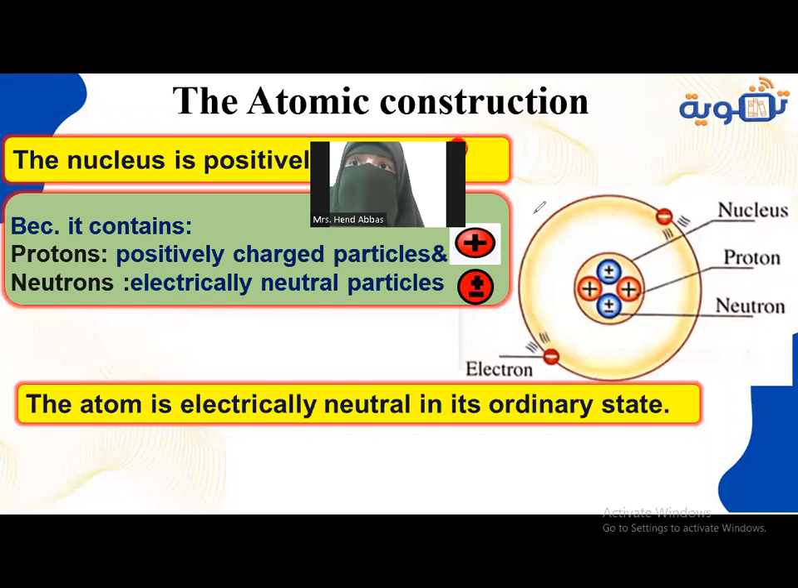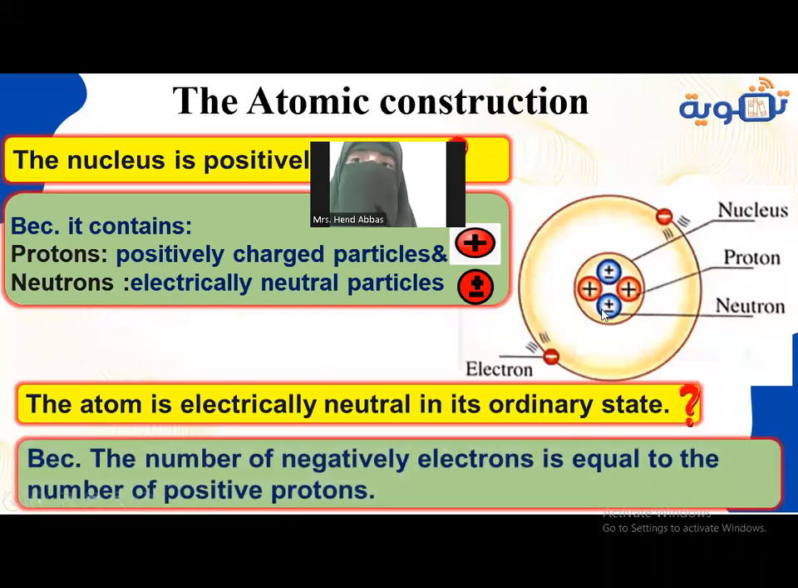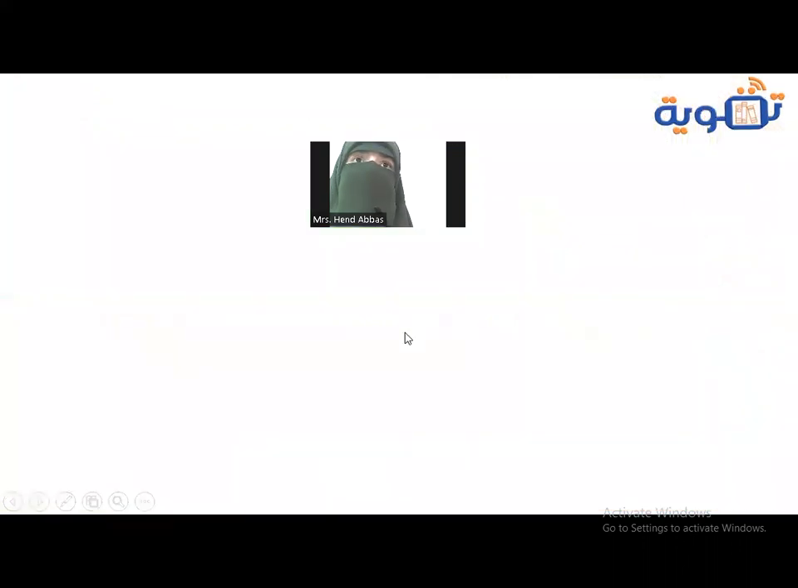Why? Because if the atom has 5 protons, it will have 5 negative electrons. If it has 10 positive protons, it will have 10 negative electrons. So the net charge of the atom will be uncharged. It's not positive, it's not negative. So the atom is electrically neutral because the number of protons equals the number of electrons.